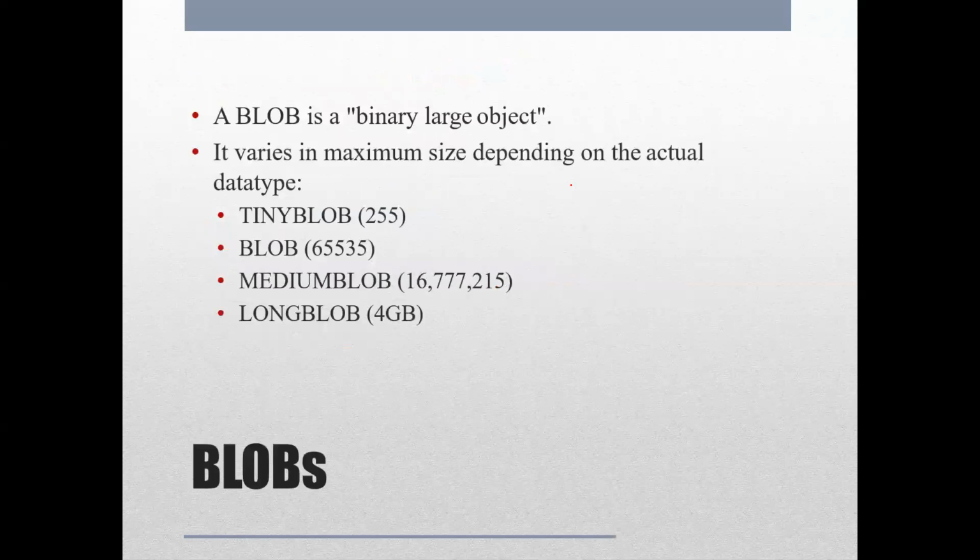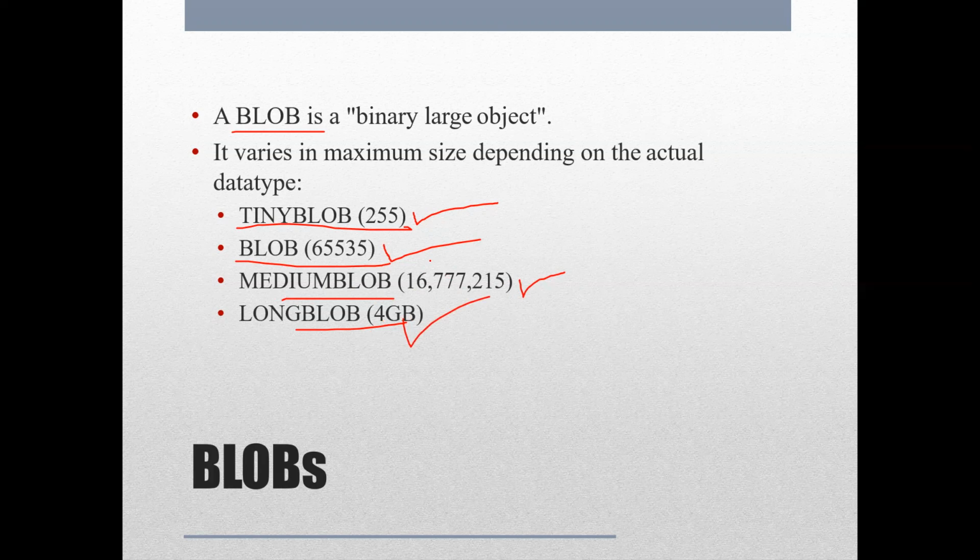Then we have an interesting one, blob. Blob is binary large object. Typically, when we are talking about big images, big videos or other large things, we create a field with the data type blob. It varies in maximum size depending on the actual data type: tinyblob at 255, blob at 65535, mediumblob, and 4 GB for longblob. If you have really big things that you want to store, you need to use a longblob.